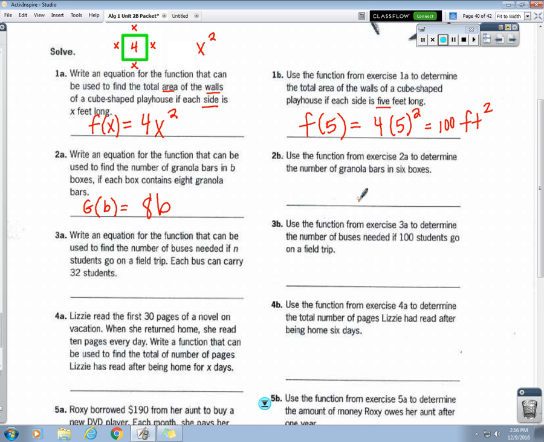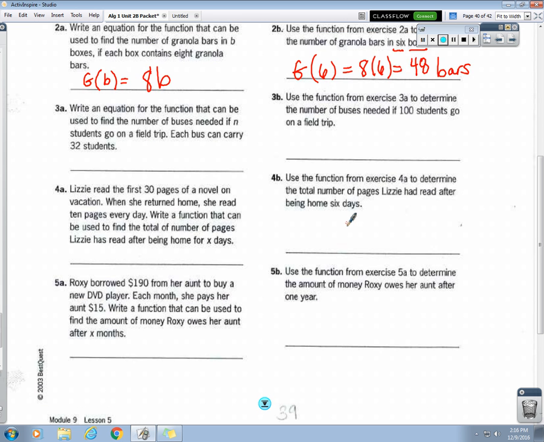So over here it says use the function from exercise 2a to determine the number of granola bars in 6 boxes. So that means replace what with what? Right. The B gets replaced with 6. So it'll end up being 8 times 6, which is 48 bars. Okay? If each box has 8 and you have 6 boxes, you have 48 granola bars, right?